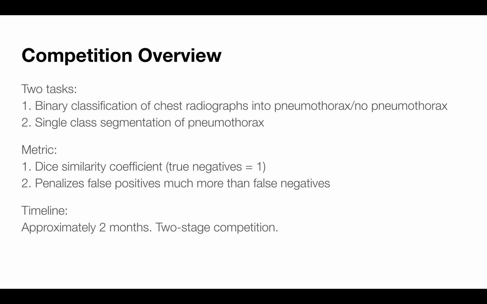This competition can be broken down into two tasks: binary classification of chest radiographs into pneumothorax versus no pneumothorax, and segmentation of the pneumothorax region. The metric was the dice similarity coefficient. Notably, true negatives were given a dice score of 1, which penalizes false positives much more than false negatives. This competition took place over 2 months, and it was a 2-stage competition.